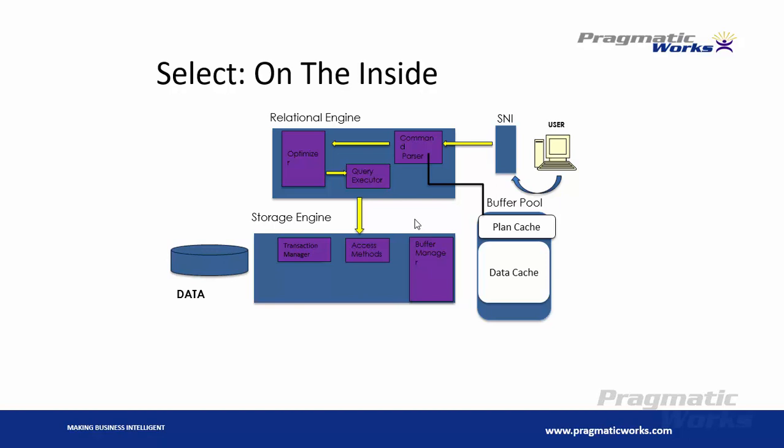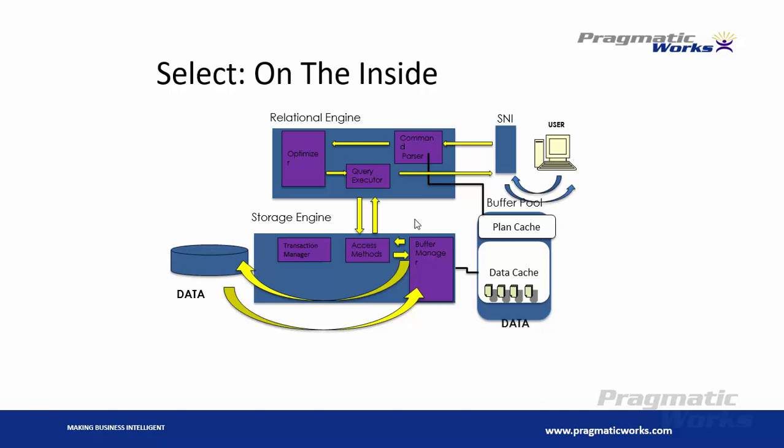The access methods go to the buffer manager to request the data. The buffer manager looks in the data cache to see if the data is there. It's not, so it reads the data off disk, returns it to the data cache, and then passes the data back to the access methods. The access methods, in turn, pass the data back to the query executor. The query executor hands the data back to the SQL network interface, which sends it back to the user. Normally, this all happens within a fraction of a second every time we do a select statement.